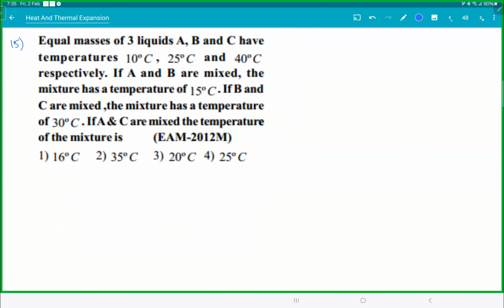So we are just using this concept: heat lost by one body is equal to heat gained by the other. So you're mixing A and B, the temperature became 15. A's temperature was 10, B was 25, but when you mix, you got only 15. Now that means what? They're equal masses, so the specific heats are not the same. Try. I'll give you a minute or two.